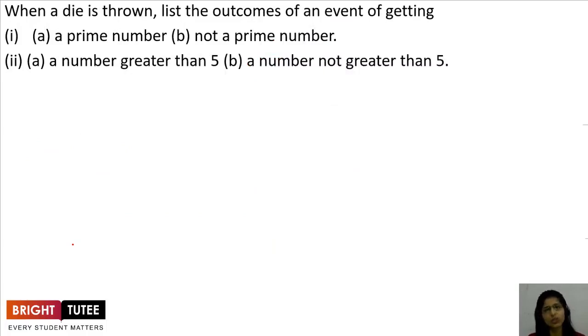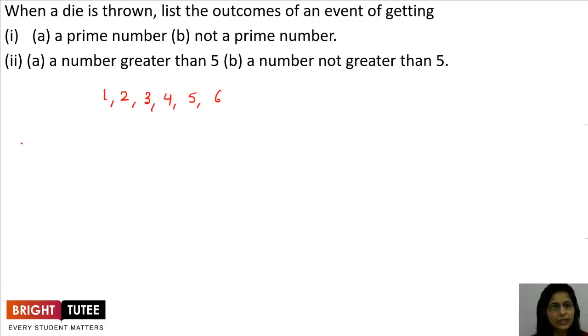Here is another question, right? Here, when a die is thrown, you have to list the outcomes of an event of getting. Just the outcomes we have to list out, not probability. So outcomes only we have to write. For a die, we will write all the 6 first: 1, 2, 3, 4, 5 and 6. These are the 6 possible outcomes, right?